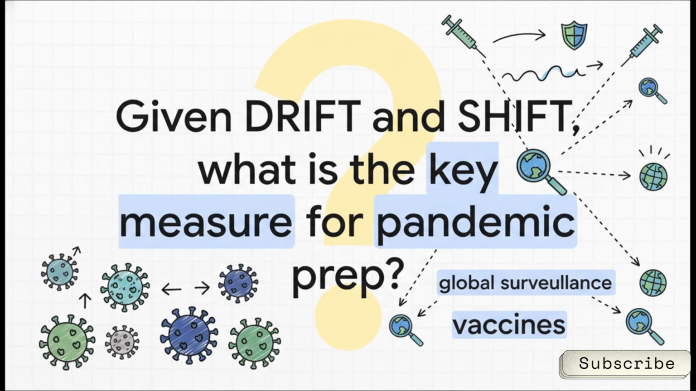So let's wrap this up. We've seen how this virus can constantly drift, making small changes every year. And we know it has the terrifying potential to shift, creating something completely new. So knowing all that, what do you think is the single most important public health measure we have to prepare for the next pandemic? The answer really is surveillance. Constant global surveillance. We have to watch this virus like a hawk, tracking these changes as they happen so we can try to anticipate what's coming next and get our vaccines ready. It's a never-ending battle.